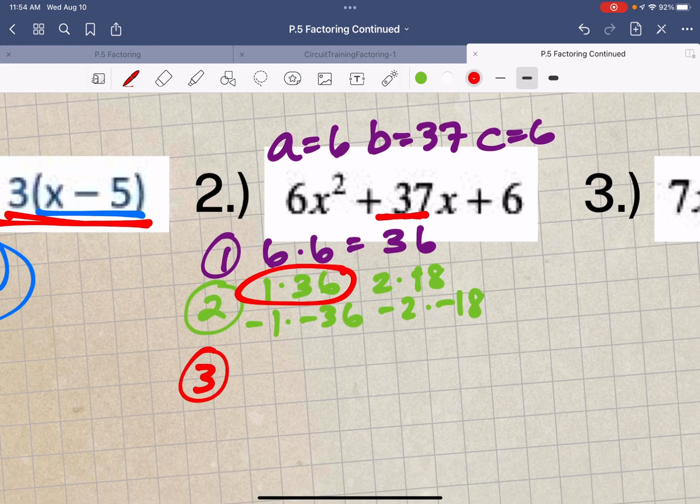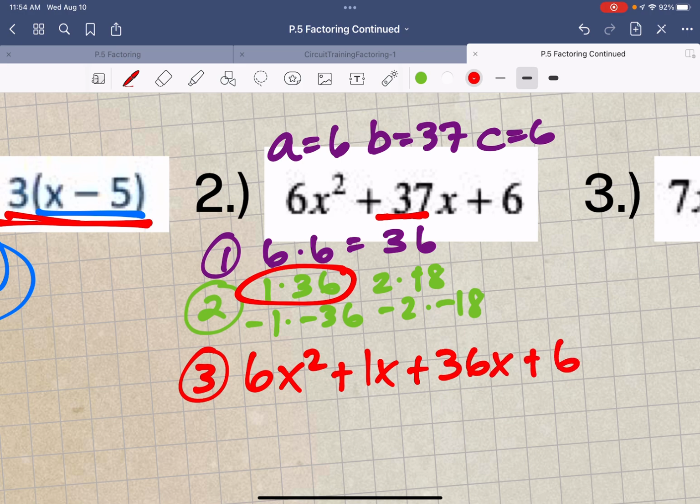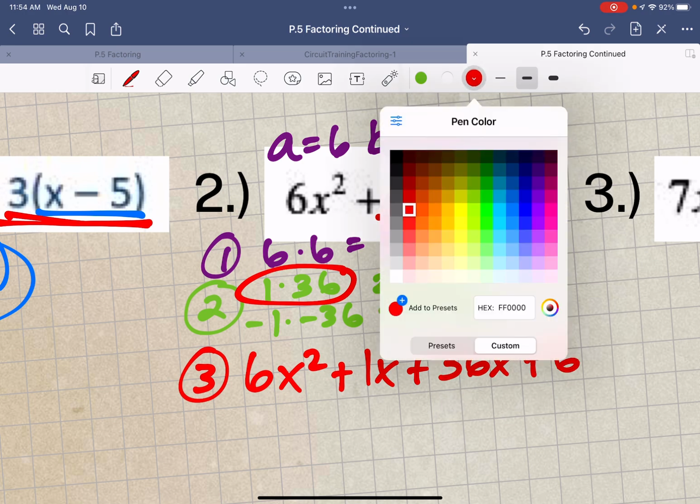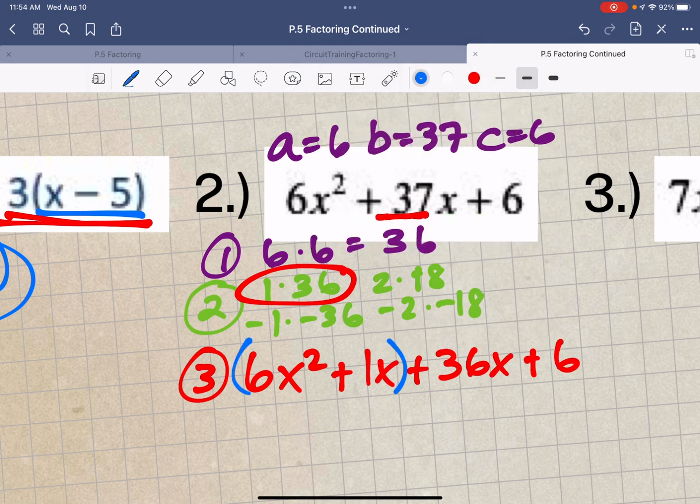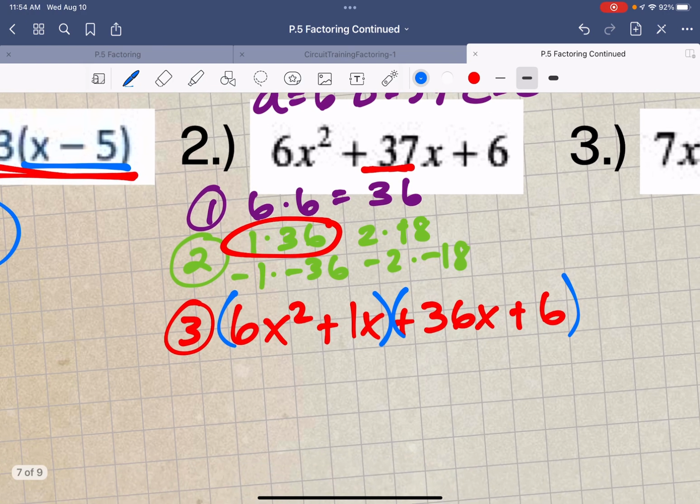So my third step is to rewrite my trinomial into 4 terms by rewriting the middle using those numbers I just found. So 6x squared plus 1x plus 36x plus 6. And then the last and final portion of it is to do factor by grouping. So I group the first 2, I group the second 2, making sure to leave that sign in that second one. And I take the GCF from each group.